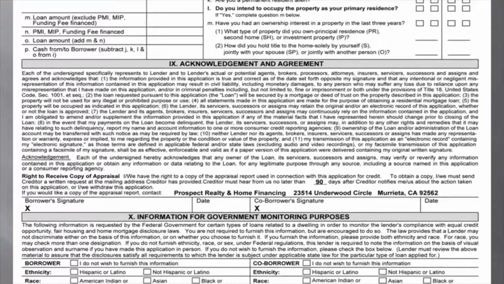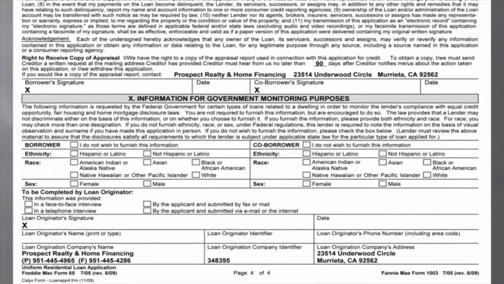Section 9. Acknowledgement and Agreement. Your signature is your word of honor. In this section, you sign your name, saying that the information you are providing is accurate and true to the best of your knowledge.